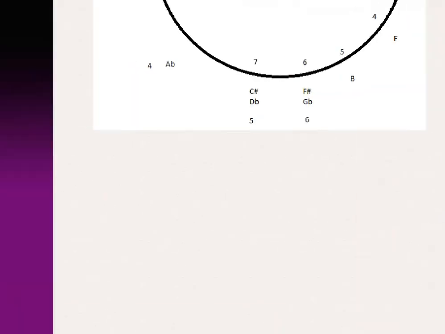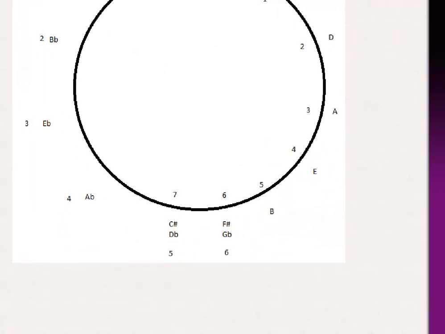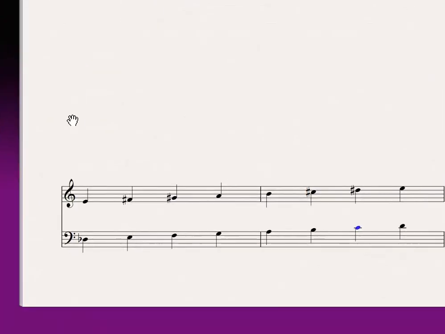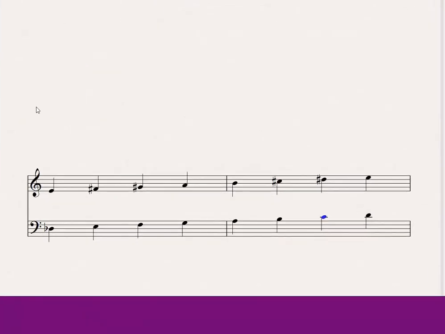So D flat major, we look over our circle, it has 5 flats, and we know the flats are B, E, A, D, and G. So B, E, A, D, and G. And that gives us D flat major.